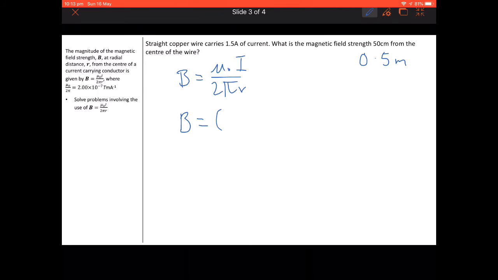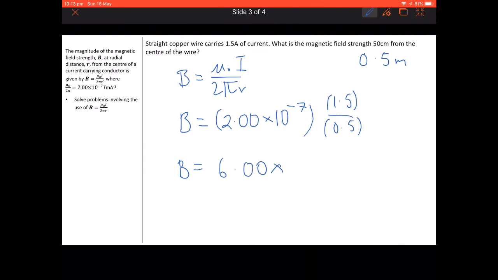So the permeability divided by 2 pi, that will be 2.0 by 10 to the negative 7, because that's a constant. Our I will be 1.5 amps and our r will be 0.5 meters. So this, if you pop it into a calculator, will be 6.00 by 10 to the negative 7 Teslas. So that's the strength of the magnetic field, 50 centimeters from the center of the wire, which is carrying the current.